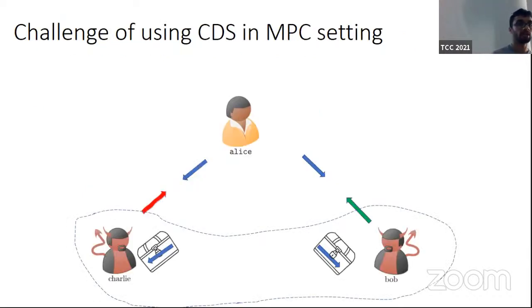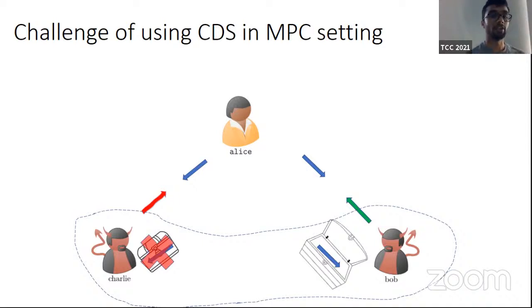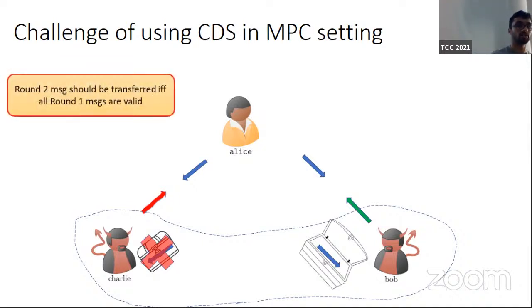But this form of 2-party CDS doesn't directly work in the MPC setting, because an adversary which is corrupting 2 possible receivers, sending a valid message on behalf of one receiver and an invalid message on behalf of the other receiver, can still retrieve Alice's second round message. And we do not want this in a dishonest majority setting. What we want is that the second round message of Alice should be delivered only if all round 1 messages from all other parties were valid.